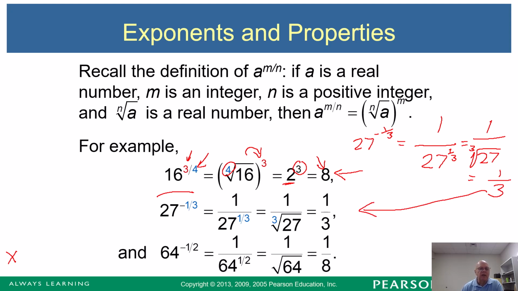Another one, notice the minus sign. That means we're going to put that 64 to the 1/2 in the denominator. The 1 means the 1st power. We can ignore that. 64 to the first power is 64. And this means we'll take the square root of it, which you can see right there. So our answer is 1/8.